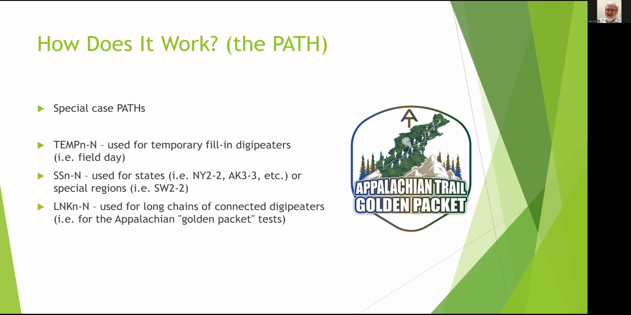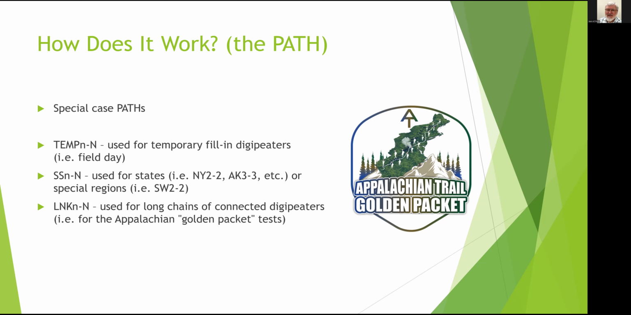I've also seen SS, which would be like a state. So here it would be UT 2-2. The objective there is maybe I want to be able to send a packet across the entire state, but not past my state borders. So only Utah digipeaters will digipeat packets that have UT whatever in their path, right?